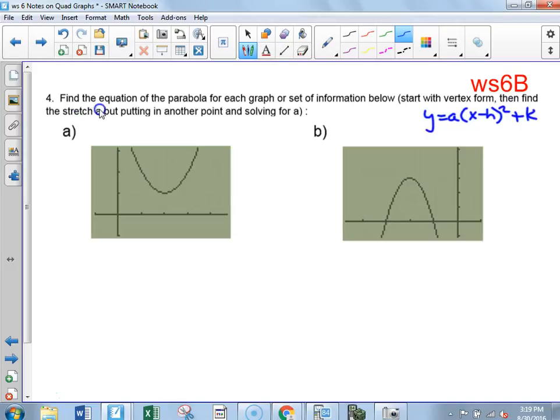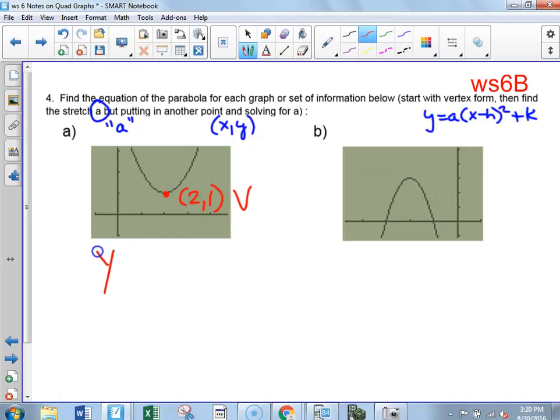Then find the stretch, which we call a, by putting in another point for the x and the y and solving for the a. That'll make more sense after I do an example. Okay. This point is 2, 1. Everybody okay with that? Can you read that? Okay. It's over 2 and up 1. So that is the vertex.